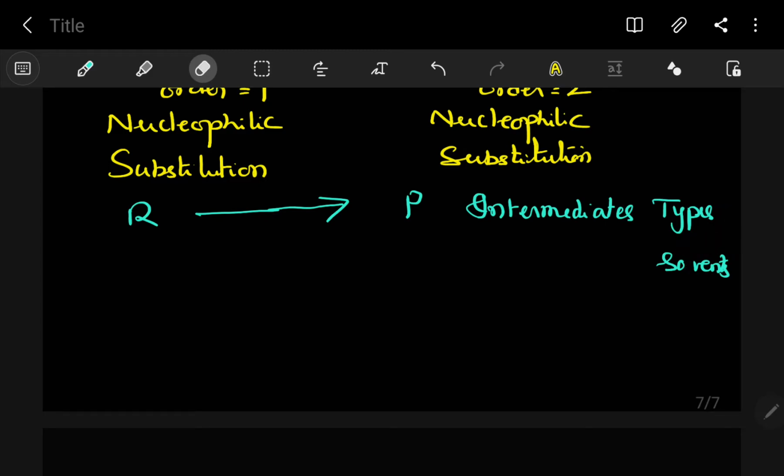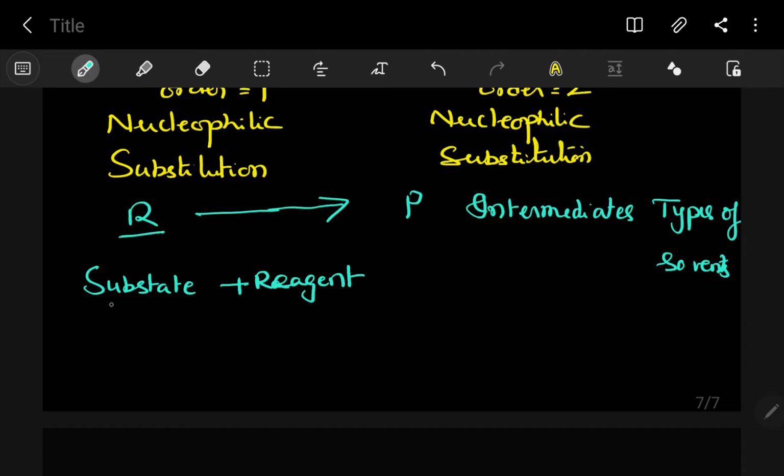Now what I am going to explain is that reactants give rise to products. What is the meaning of the reactants? In these reactants we have two terms: substrate as well as reagent. Both are called the reactants.